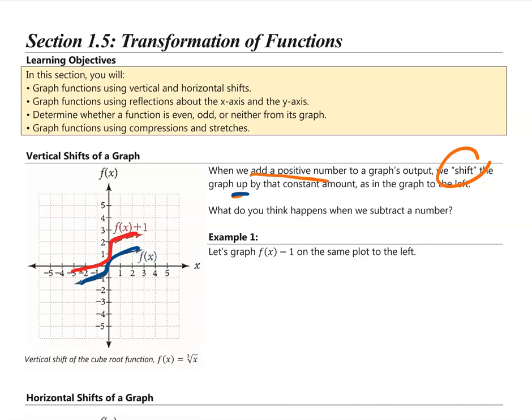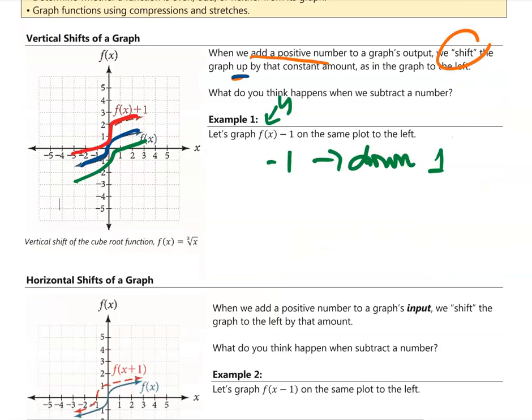And what happens when we subtract a number? f of x minus 1. Remember, this is your y. So we go down minus 1, meaning we go down by 1. So it's going to be something like this. So that is vertical shifts of a graph.